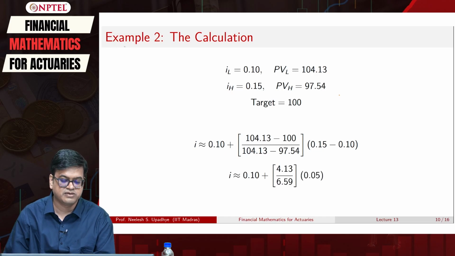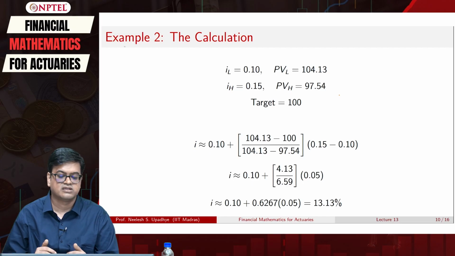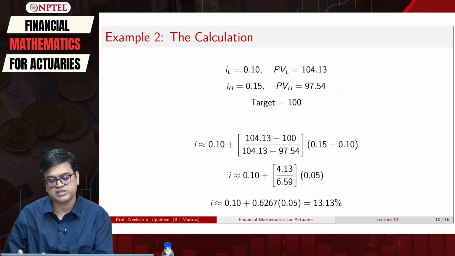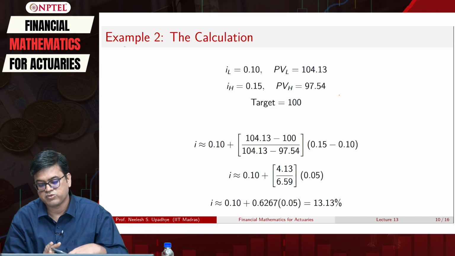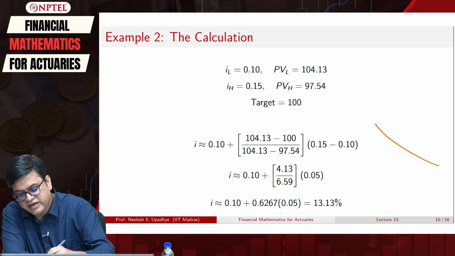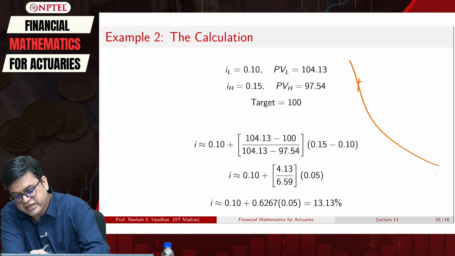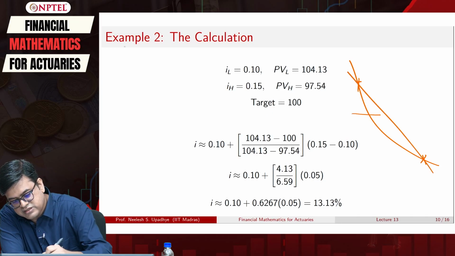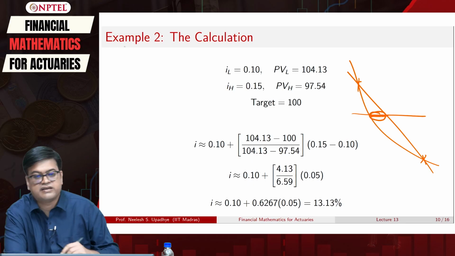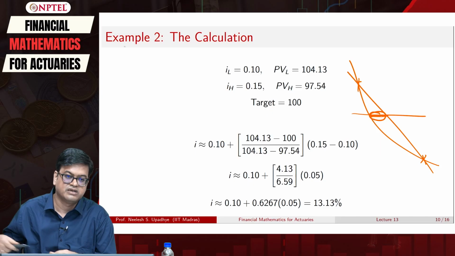This will simply give you an interest rate of 13.13%. How close is it? Remember that interpolation formula? My rate was varying between 10 and 15%, and if I draw a straight line crossing this, even though this is a target, this was the gap, right? Okay, so there may be some error that I have introduced, correct?